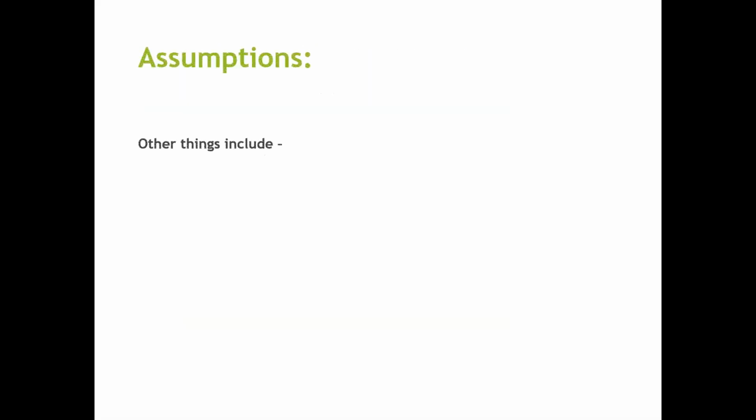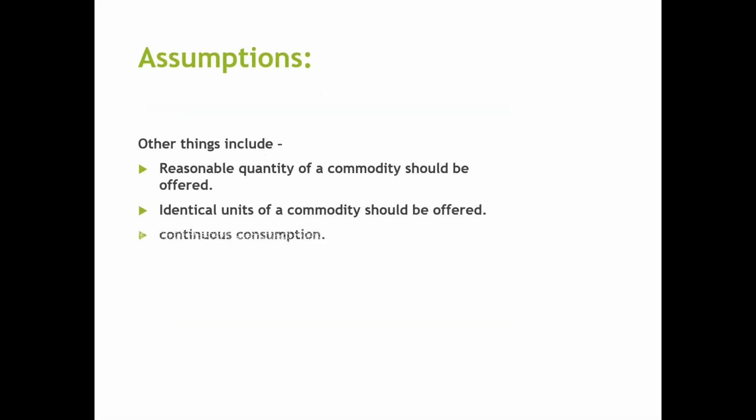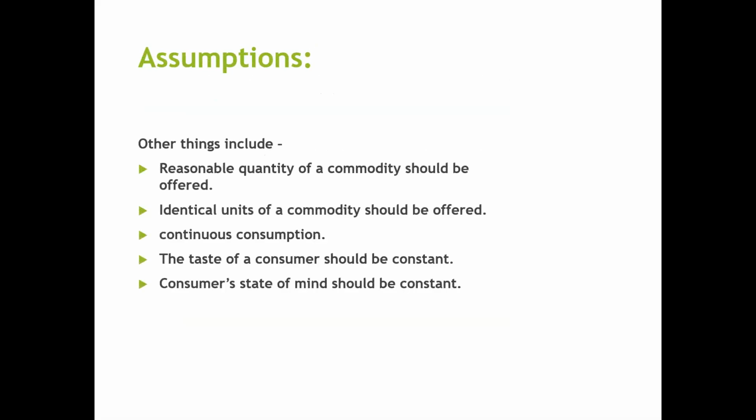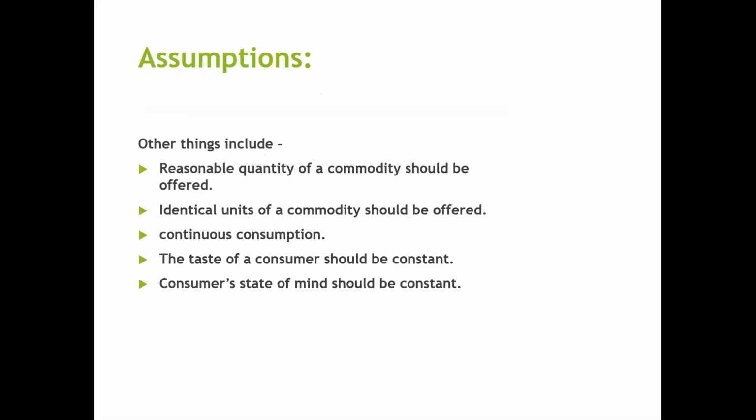Okay. Assumptions. There are assumptions of this law, as with any law of economics. Now, what are they? A reasonable quantity of commodity should be offered, meaning one apple at a time. Not that first one apple was given, then 2, then 3. No, the quantity should be constant. The apples should be of the same nature. Not one sour, one sweet, one bitter, one raw. No, it should be the same.